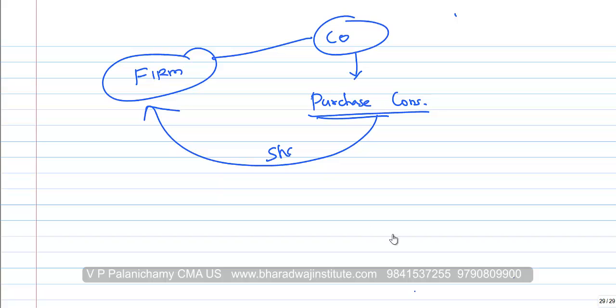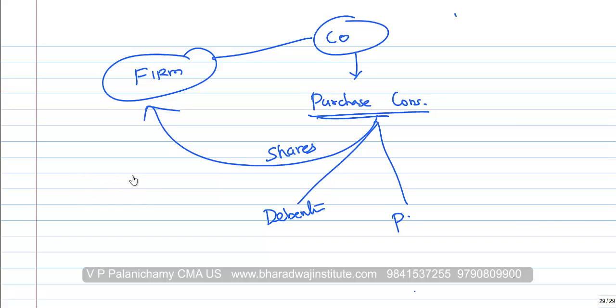The purchase consideration can be given in shares, where partners will become shareholders. Partners will be allotted what? Shares by the company. So far you are a partner. Hereafter you will become what? Shareholders of the company. Or the purchase consideration can be given in the form of debentures. Debentures are like loan documents.